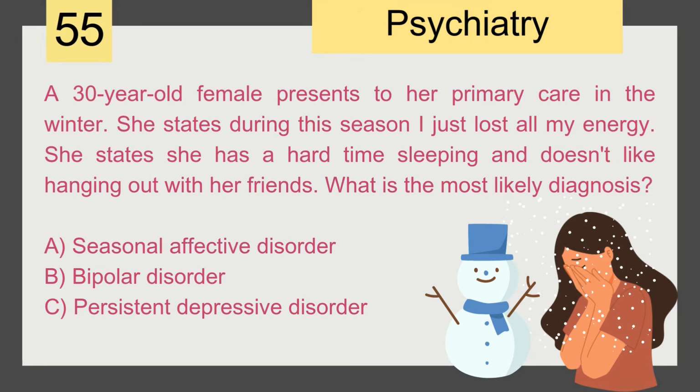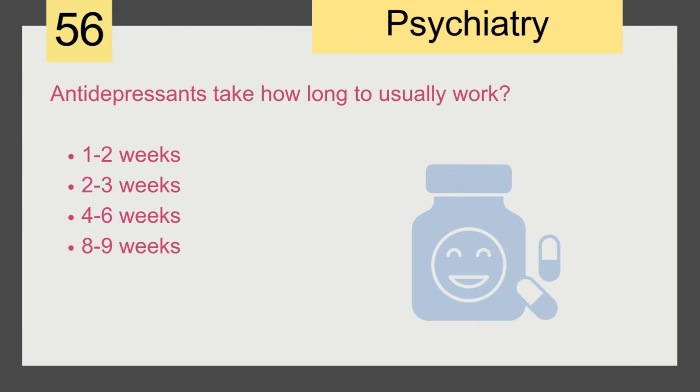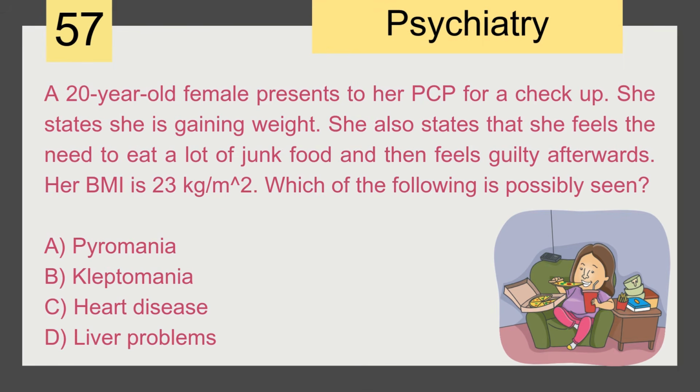Question 55. A patient gets depressed in the winter, that's seasonal affective disorder. Antidepressants take how long to work? 5 to 6 weeks. Patient has an eating disorder. What else is possibly seen? Kleptomania. Yes, kleptomania is associated with eating disorders.